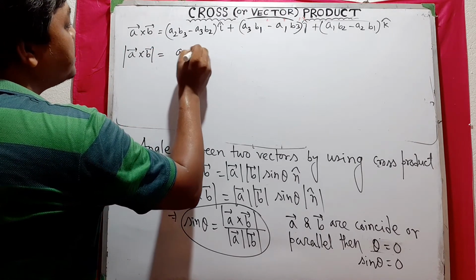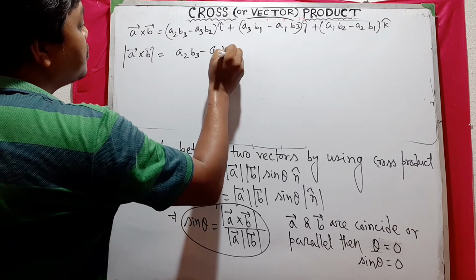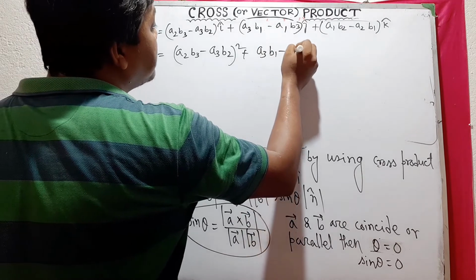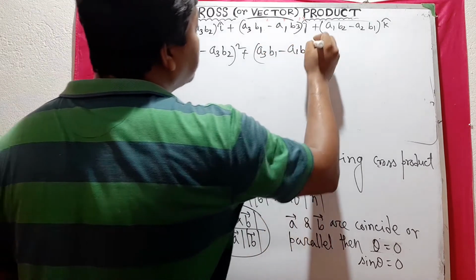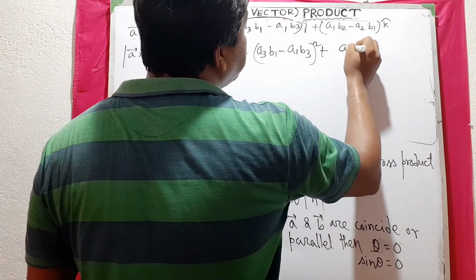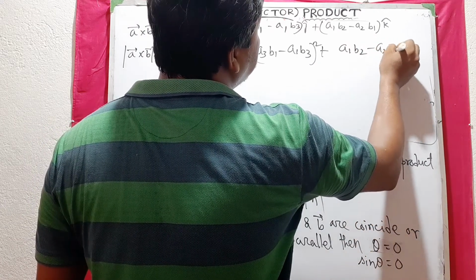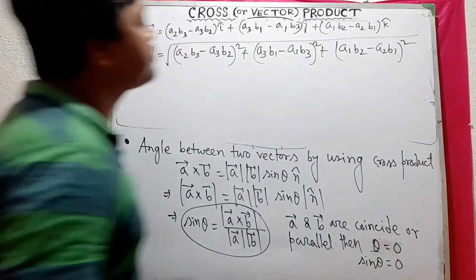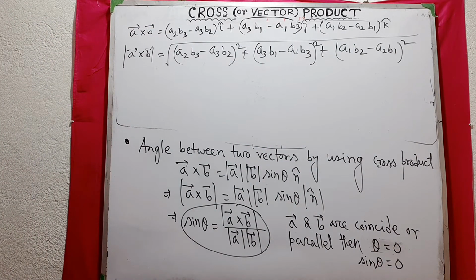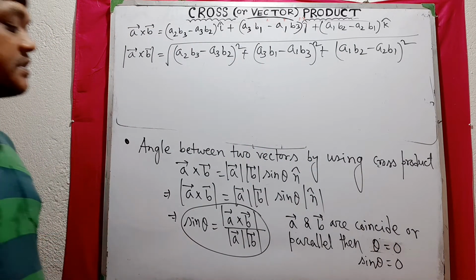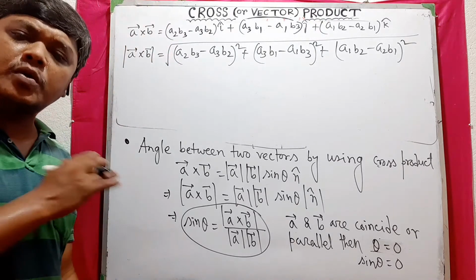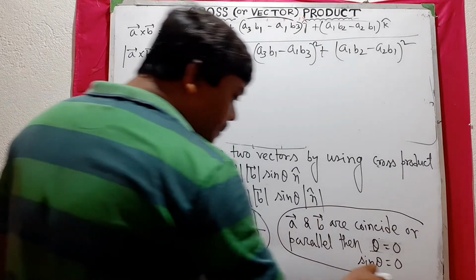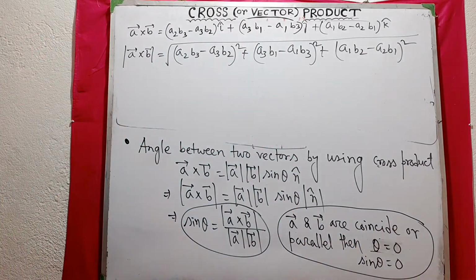So that is (a2b3 minus a3b2) whole square plus (a3b1 minus a1b3) whole square plus (a1b2 minus a2b1) whole square, that's square, alright? Mod of a cross b, mod a of course we know, mod b we know, so we can very nicely find the angle. Now the question was: if a and b are parallel or coincide, then sin theta equals 0.